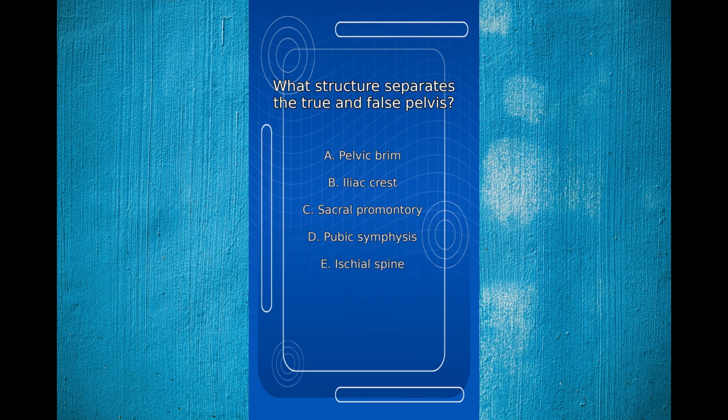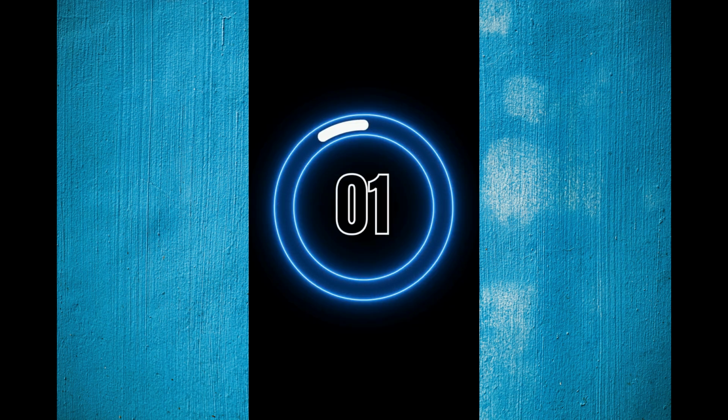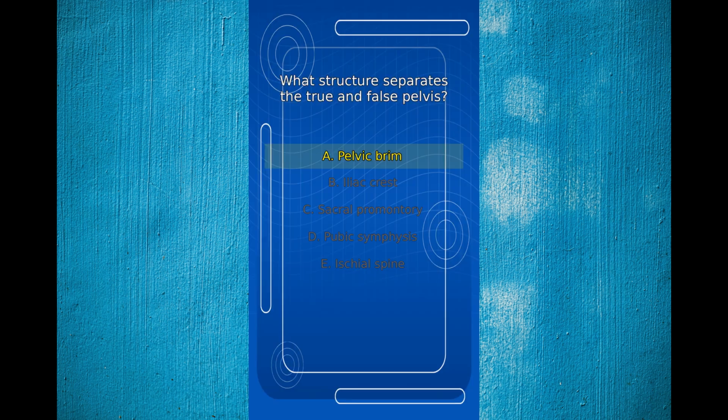What structure separates the true and false pelvis? The correct answer is A. Pelvic brim. The pelvic brim marks the boundary between the true and false pelvis.